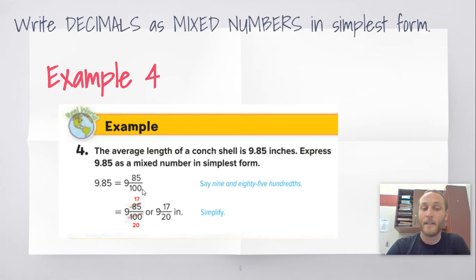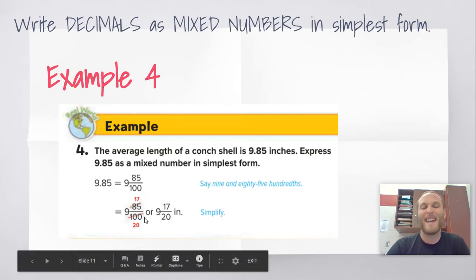Again, I see a 5 and a 0, so I know that 5 is going to go into it. So if you divide 85 by 5, you're going to get to 17. If you do 100 divided by 5, you're going to get to 20, which means that 9 and 17/20 is going to be our simplest form of this decimal right here, 9.85.